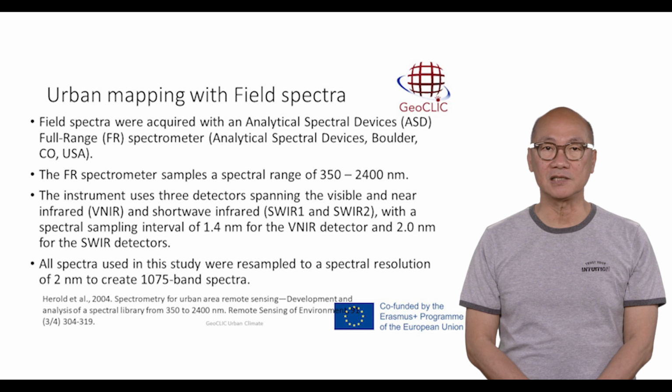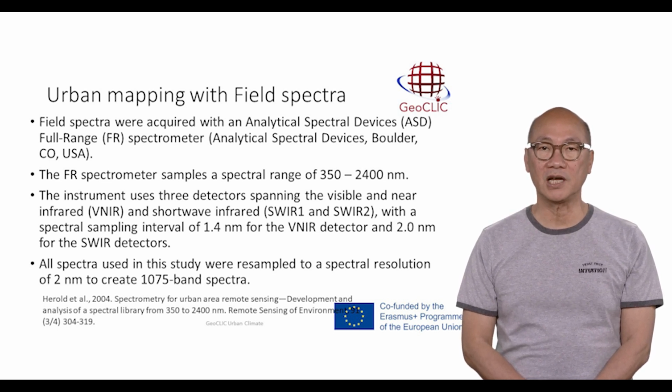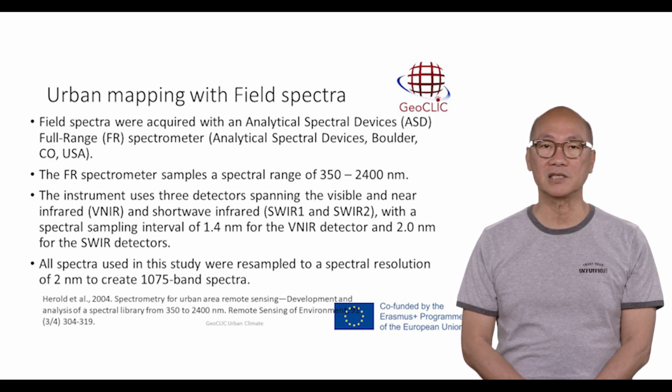In the next few slides, we would like to showcase a milestone study in Herold's 2004 paper. It describes the use of a field spectral radiometer to build a spectral library for urban mapping. This slide describes the equipment for collecting field spectra. It uses the ASD field spectral radiometer introduced earlier in this presentation. All gathered data are resampled to a 1075 band spectra.